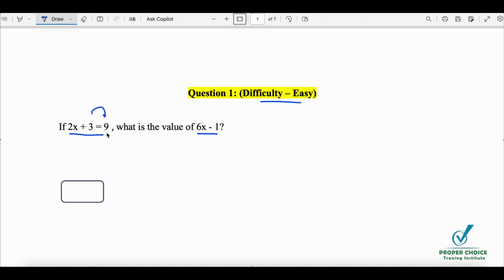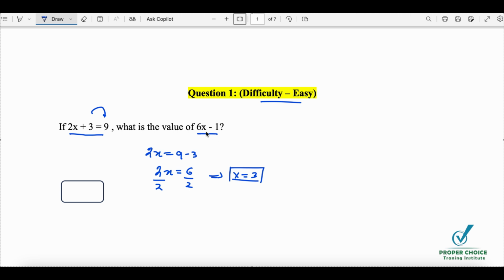2x plus 3 equal to 9. So when you take that 3 to the other side, it becomes 2x is equal to 9 minus 3, which is 2x is equal to 6. Now to get the value of x, divide by 2 on either side. That gives us x is equal to 3, since 6 divided by 2 is 3.